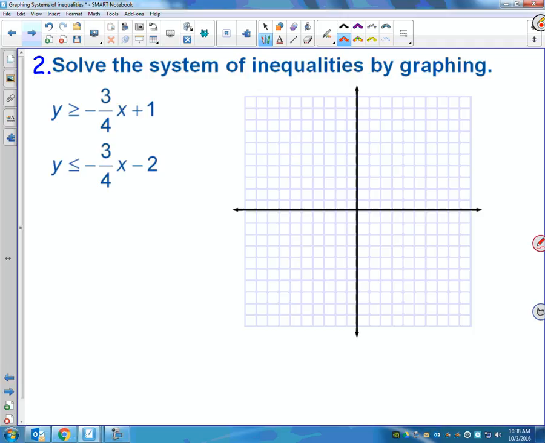What do you know about these two equations in this book? They're the same, right? So what kind of line should these be when you graph them? Parallel. So something's going wrong there, right?